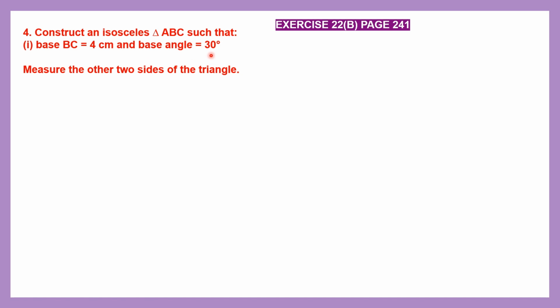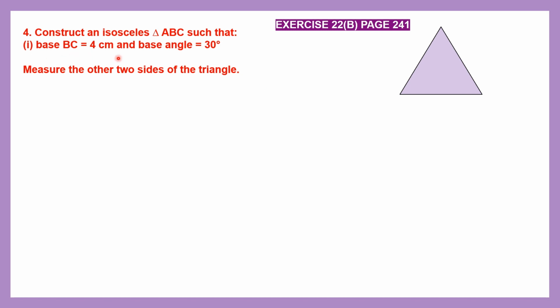So what is an isosceles triangle? Okay, so let me draw a rough figure for you to understand. An isosceles triangle will be one in which two sides will be of equal length. Now we have three sides. If there are two sides of equal length, we call it an isosceles triangle. Now here they've said base BC is 4 centimeters.